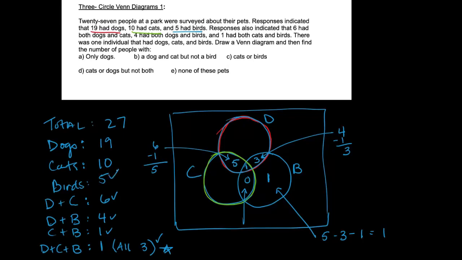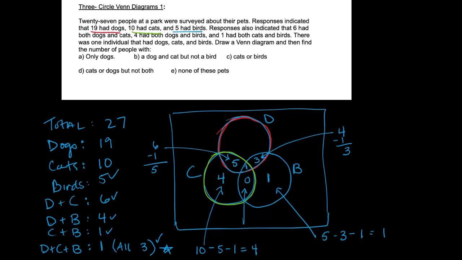So that one's done. And then cats, let's figure out what needs to go here. There are 10 total people that like or have a cat, and there are already 5 and 1, or 6, in the circle. So I'm going to take 10 and subtract 5 and subtract 1, the other numbers that are in the cat circle, and I'm going to get 4. And so 4 goes here.